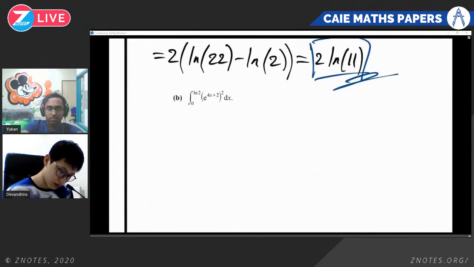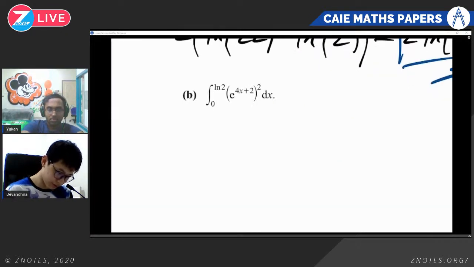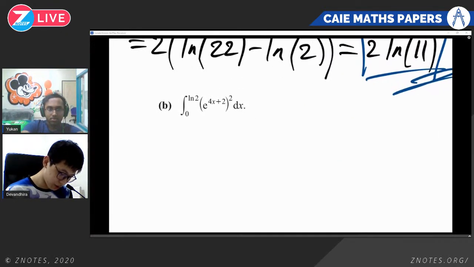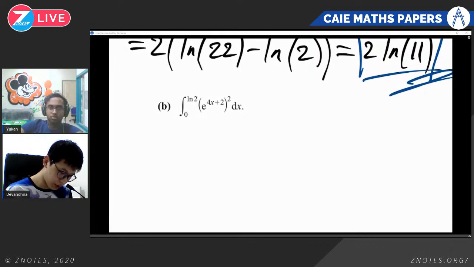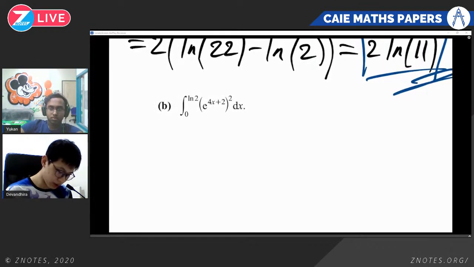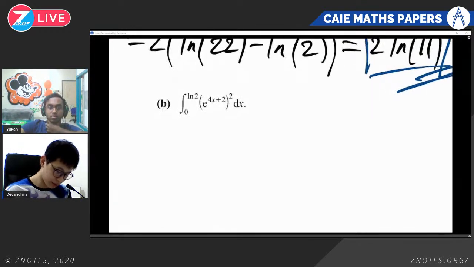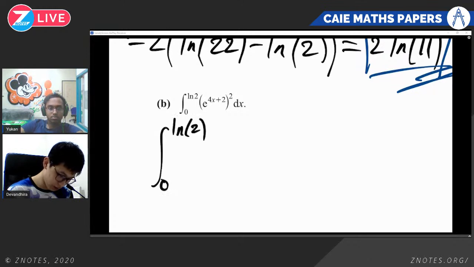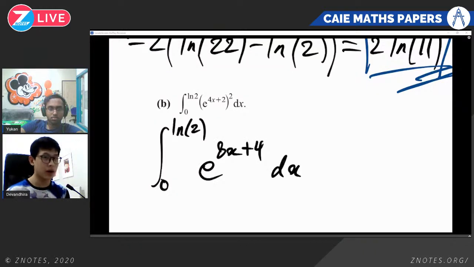Okay, so let's go for the next question. The integral from 0 to ln 2 of e to the power of 4x plus 2 squared dx. This one's really easy. As you can see from the exponentiation, when you power it, you just have to multiply the exponent, right? Mm-hmm. The integral from 0 to ln 2 of e to the power of 8x plus 4 dx, because you multiply by 2, correct? Yep.